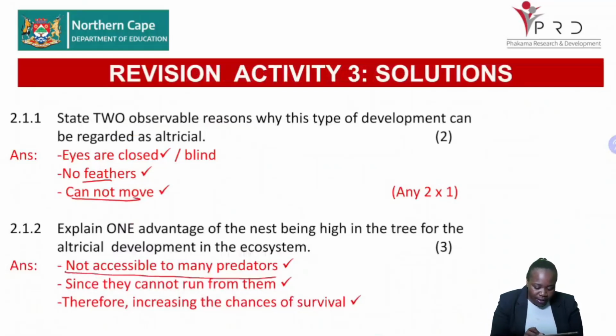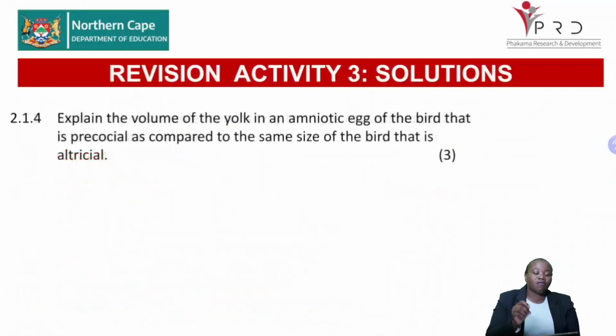Now, when you mention that they are not easily accessible to predators, then you should also mention how that is a good thing, because it increases the chances of survival. 214, explain the volume of the yolk in an amniotic egg of the bird that is precocial as compared to the same size of the bird that is altricial.